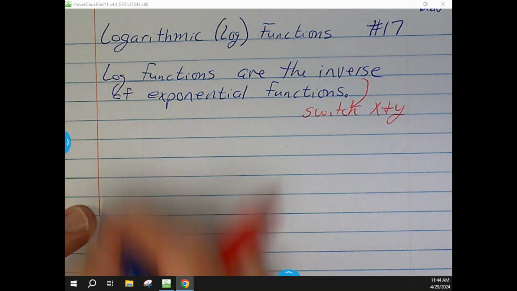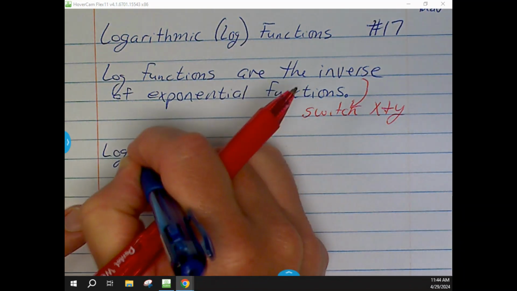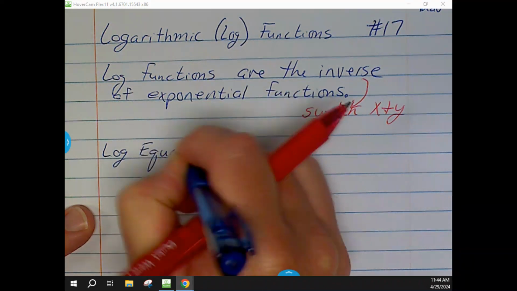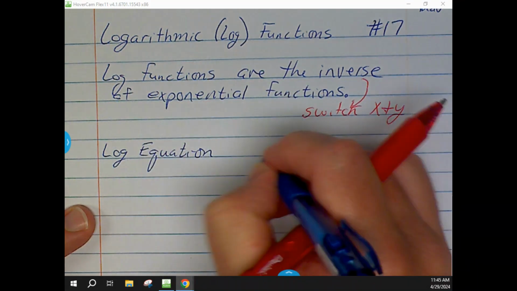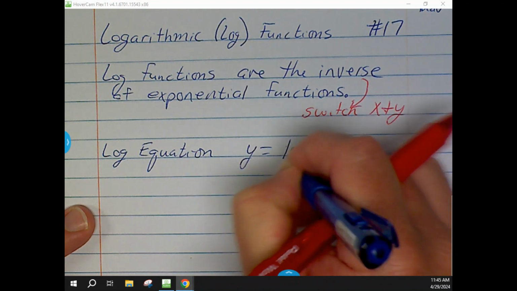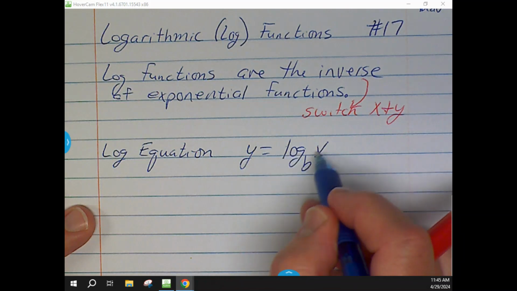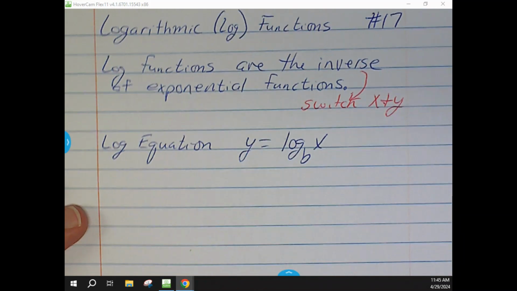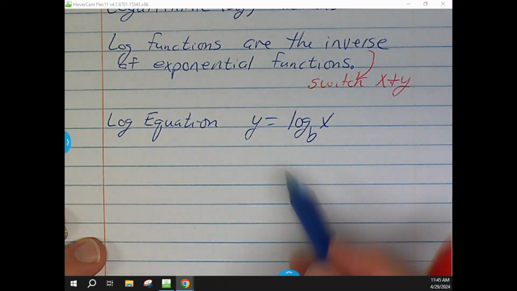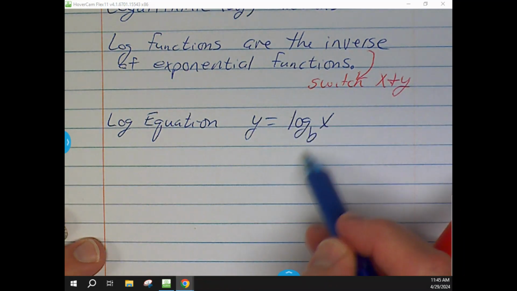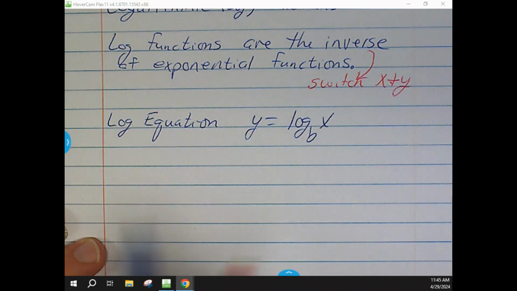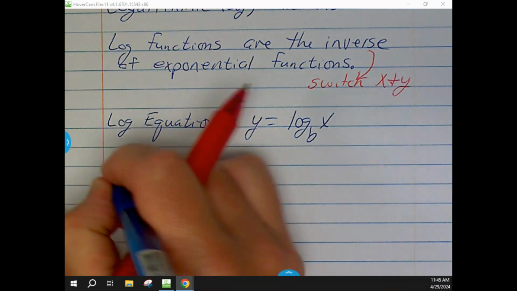Okay, so here's what a log function, log equation looks like. You got y equals log of x base b is one way you can say it. You can also say it's the log base b of x, and you can say it either way. It doesn't really matter. But at some point you say it's base b. Either one's fine.